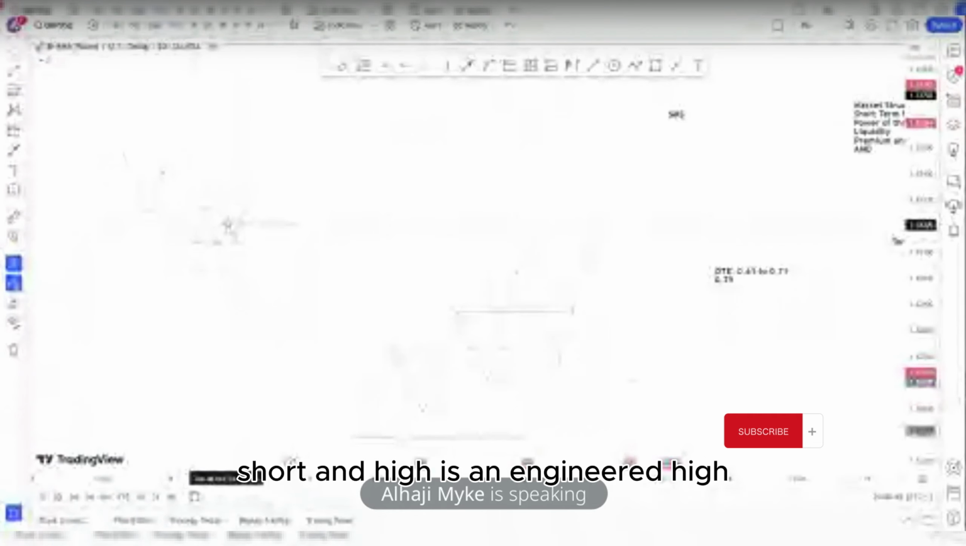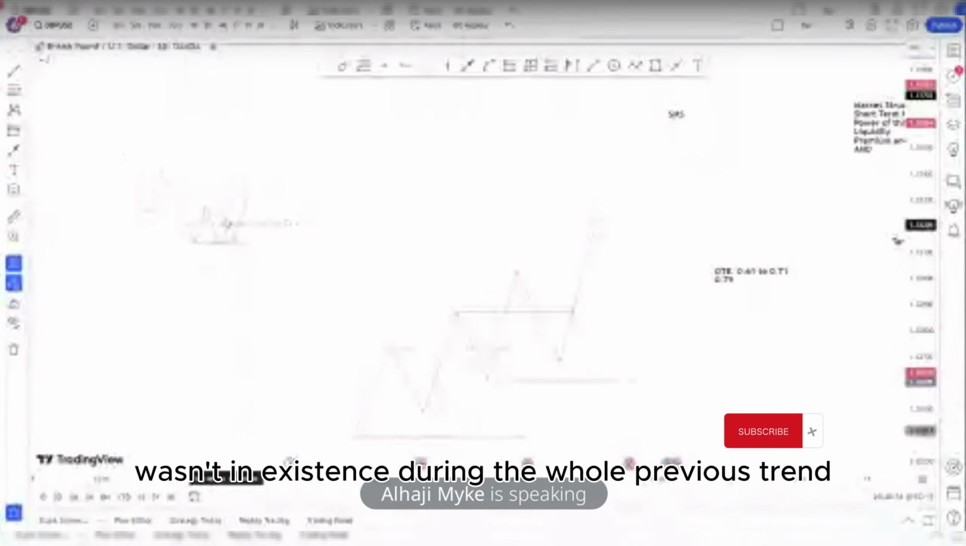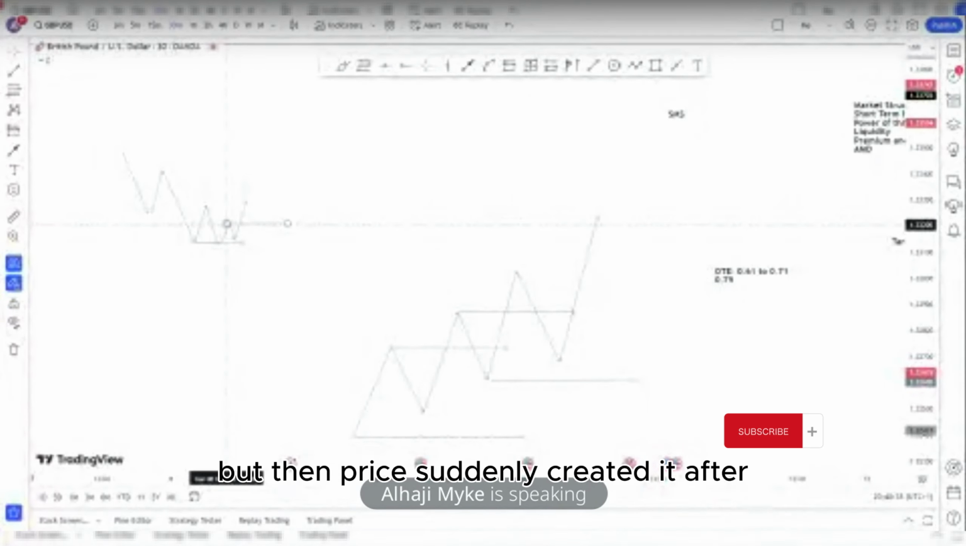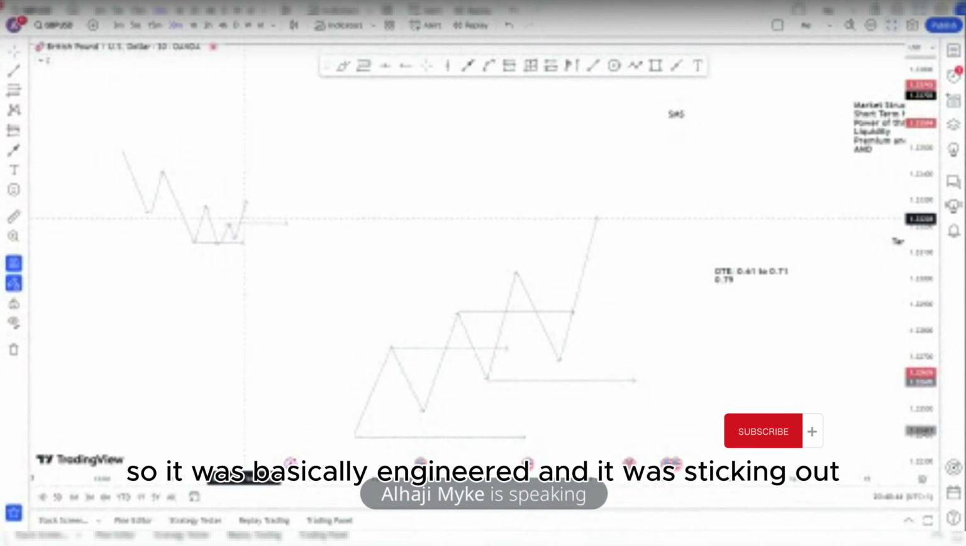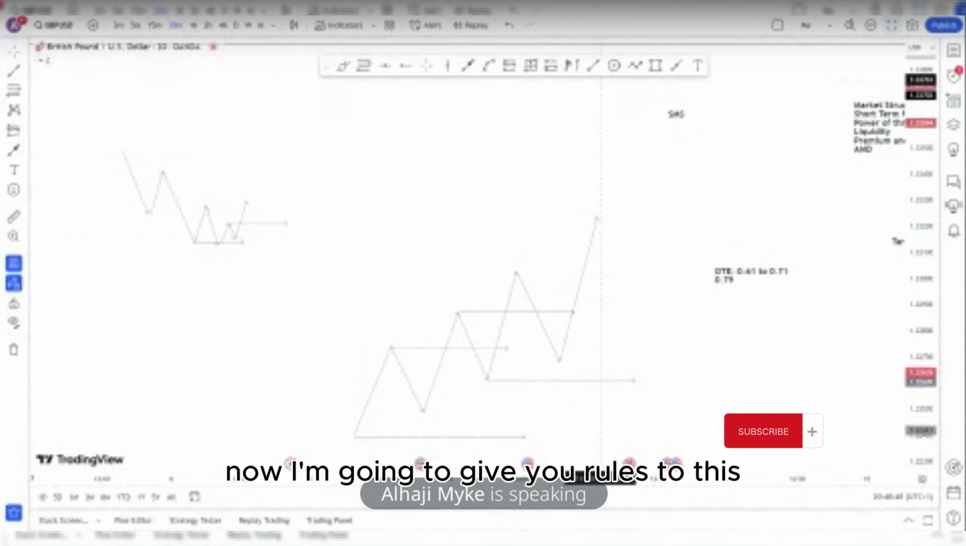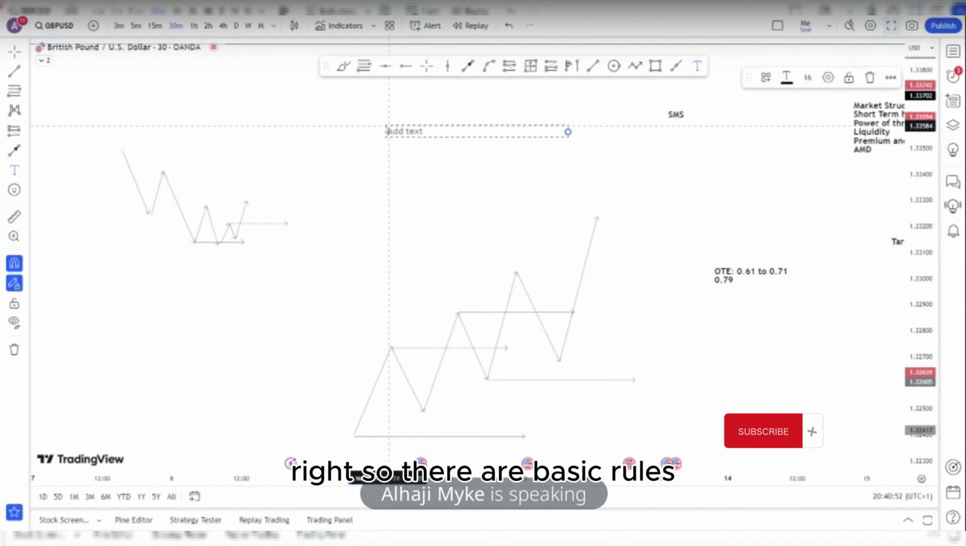A short-term high is an engineered high, a high that wasn't in existence during the whole previous trend, but then price suddenly created it after taking out a low with a liquidity sweep or something. So it was basically engineered and it was taken out. Now I'm going to give you rules to trading with short-term highs and short-term lows. So there are basic rules.